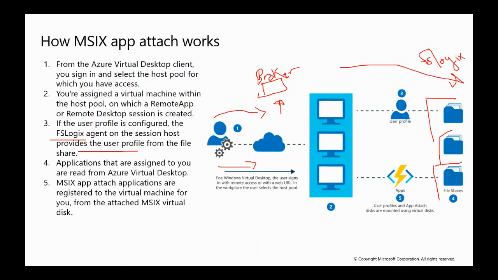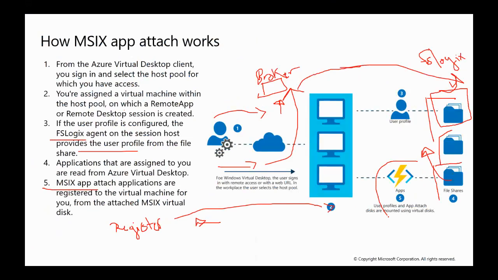first thing the user will authenticate. The broker will direct the user to the correct pool. The FSLogix will load the user profile for the user. Okay? Then after that, the shared applications assigned to the user will be shown at his desktop to start using them. Then the MSIX app attach applications are registered to the virtual machine. This is to explain how they are displayed to the user, because they are registered on his virtual machine, in his registry editor or in the group policies, pointing to the path where the files of the applications are stored.